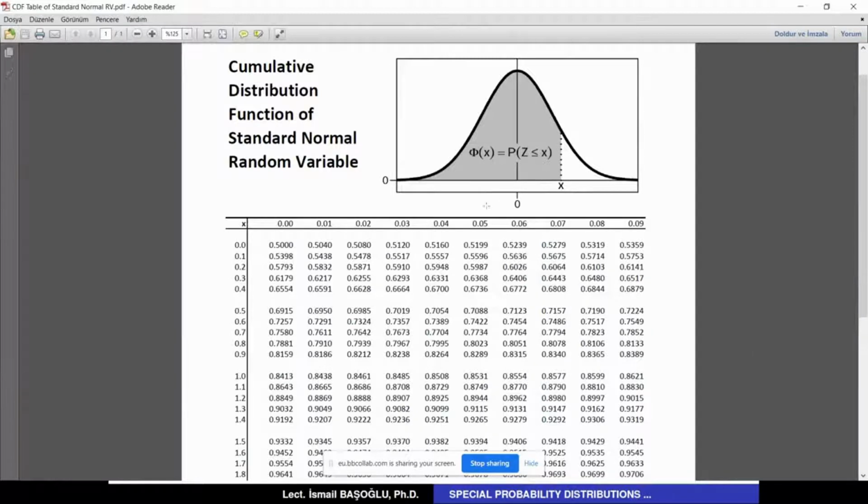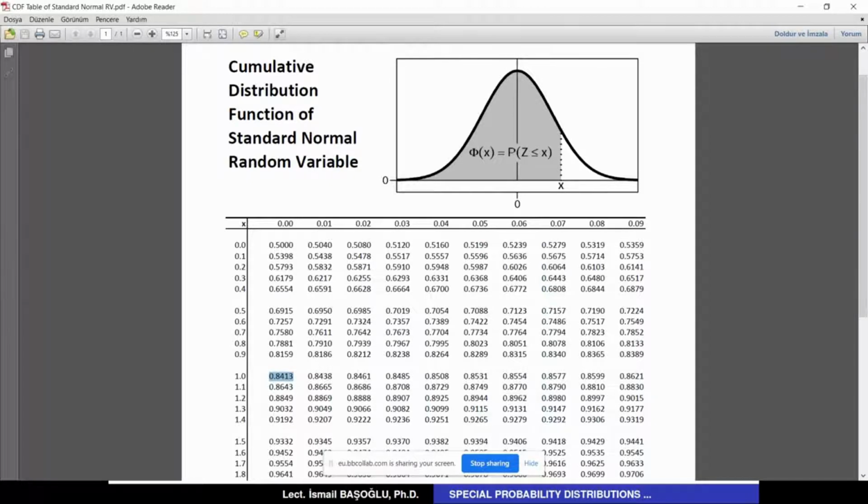For example, if the X value here is 0, which means the X value is just here, in that case, the total area on the left-hand side is 0.5. Now, let's just say we are interested in calculating the probability of Z to be less than or equal to 1. So in that case, you need to check that value. So the probability that the standard normal random variable is less than or equal to 1 is 0.8413.